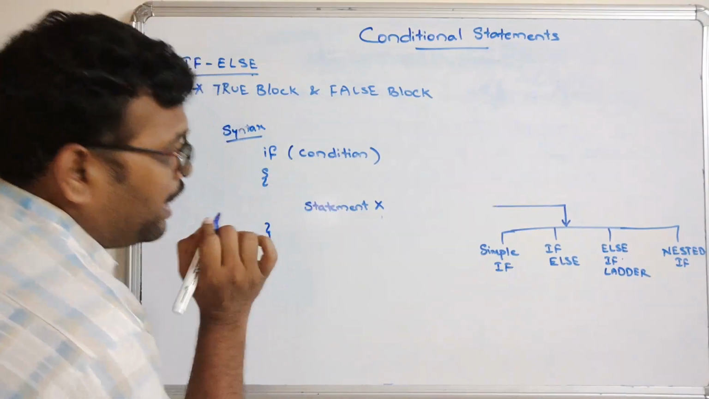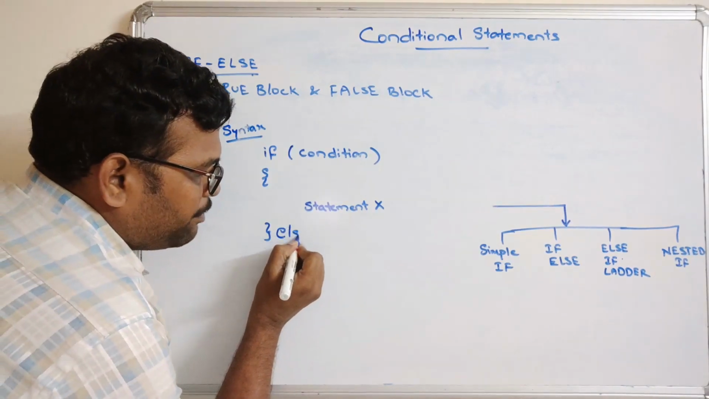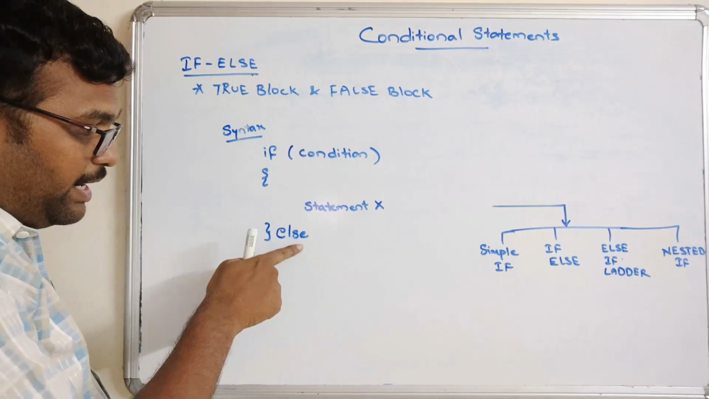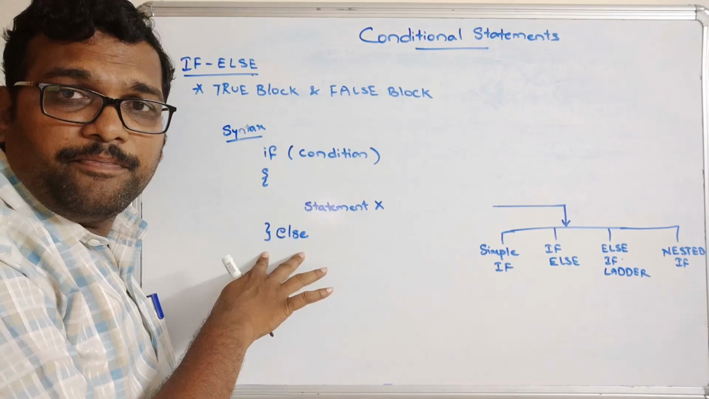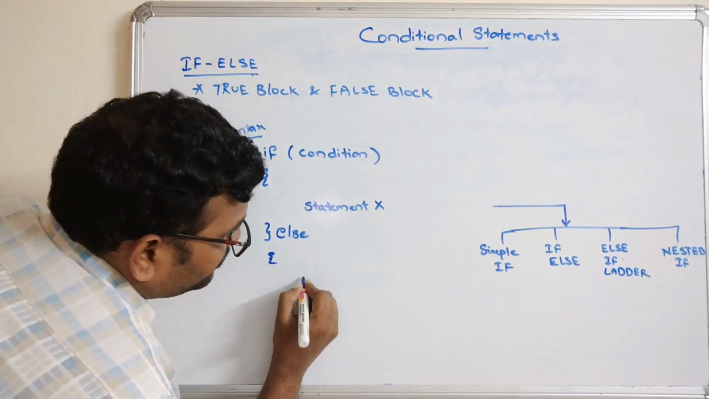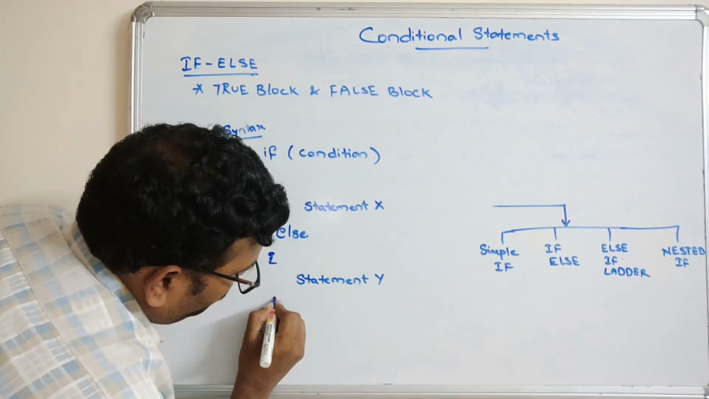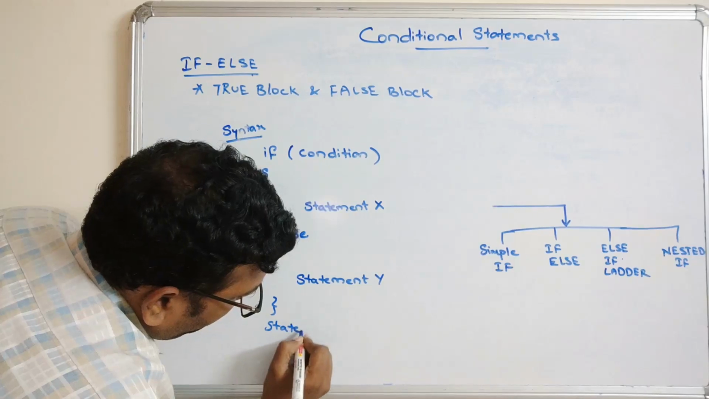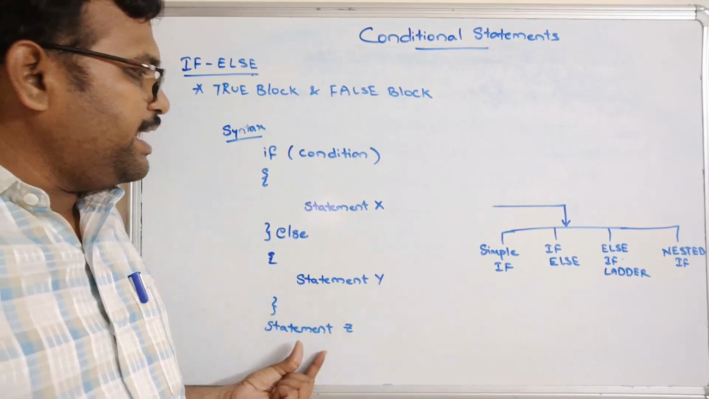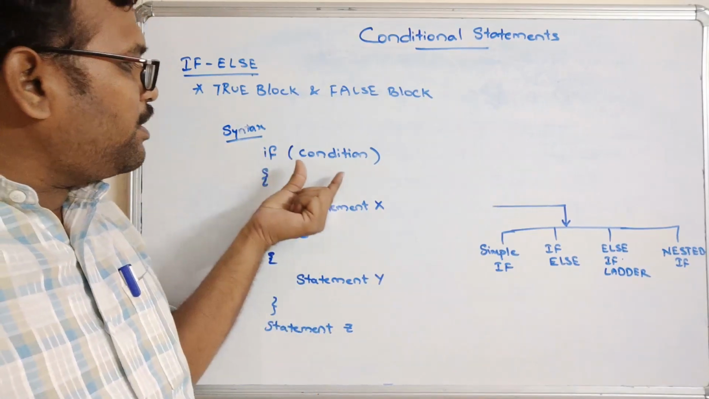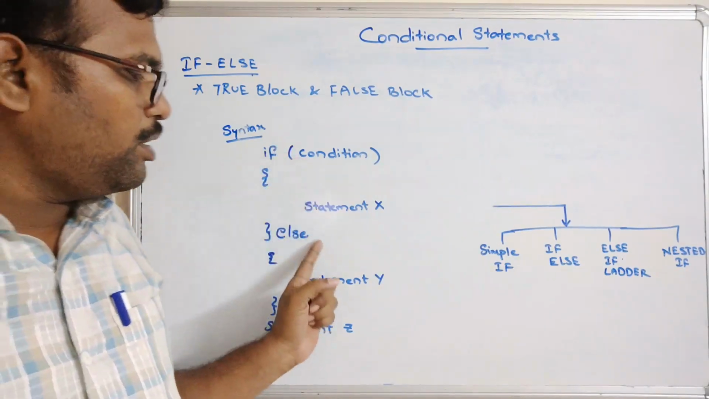So here is if, and one more important thing is else should be written immediately after the closing braces of if. Okay, so don't write else outside, in a new line. The closing braces and else should be in the same line. So else, open brace, statement Y, statement Z. So this is the syntax for the if else statement. Here the condition should be written only in the if block, right? We should not write a condition on the else block.